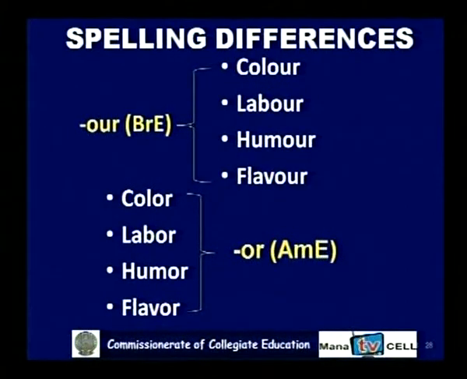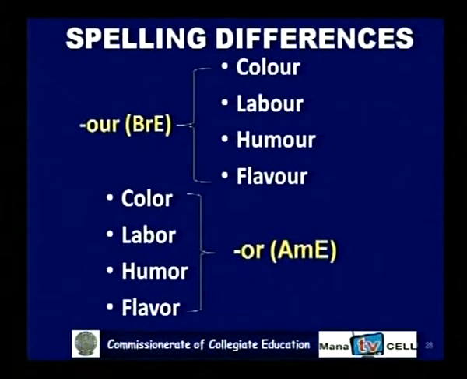If you observe, generally, see here I have specified OUR. In British English we use COLOUR, LABOUR, HUMOUR, FLAVOUR, but in American English the spelling is color, labor, humor, flavor. So if you type COLOUR, the computer will give a red line. Immediately, if you go for spell check, it will correct it to COLOR.